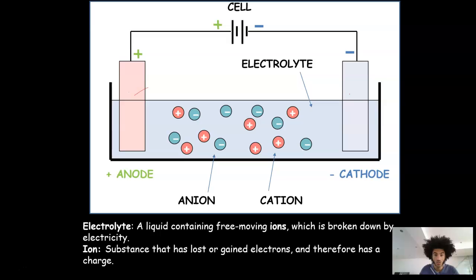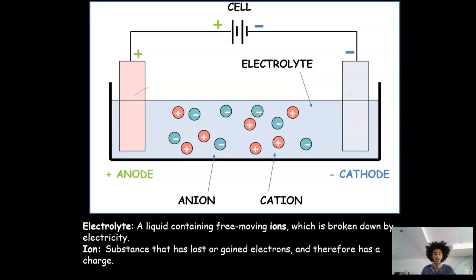An ion, just to remind you from what you've learned before, is a substance that's lost or gained electrons, and therefore it has a charge. The fact that it has a charge is really important. That's why this works. Because they are free to move and they have a charge, they can carry the charge through the circuit. So it means that electricity can flow through the whole thing. It's really important that they're charged and that they can move. If you had an ionic substance which was solid, it couldn't do this, right? Because the ions can't move.